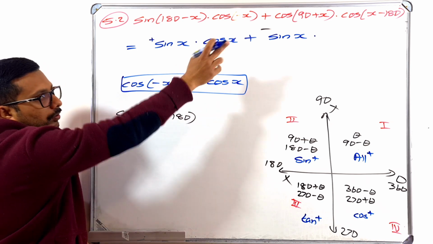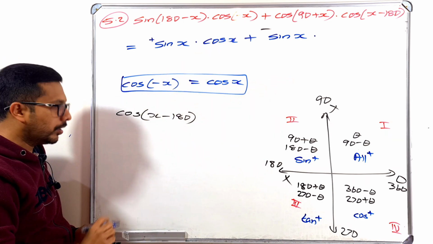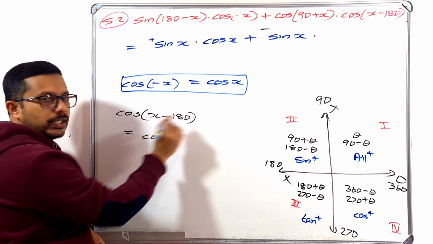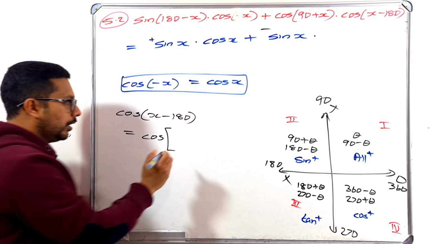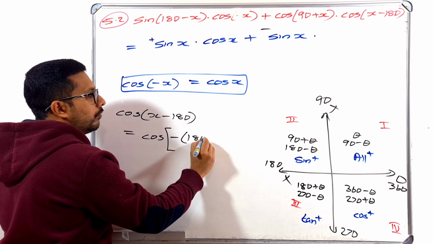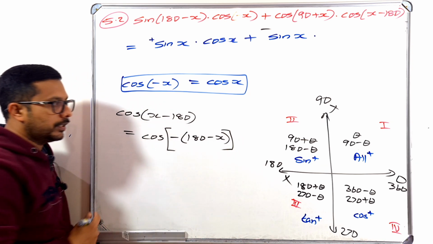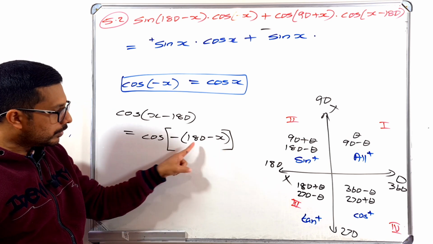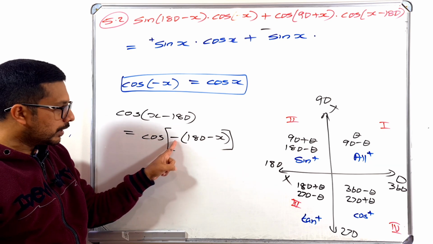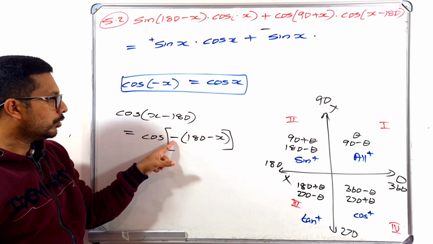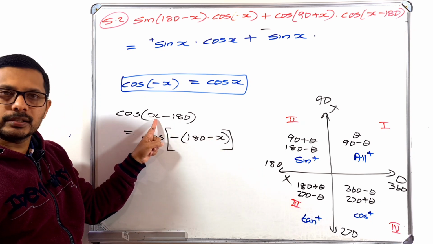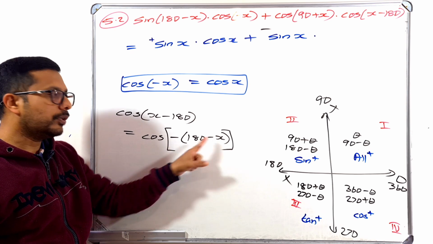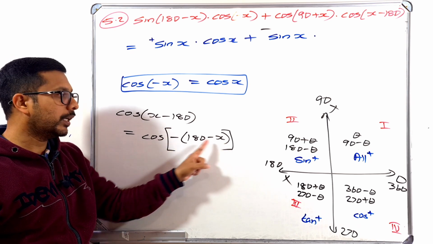Our question is cos of x minus 180. Look at what I'm going to do. This x minus 180, I'm going to swap it around. So it is minus of 180 minus x. I can write it like this: cos of minus of 180 minus x, because minus into 180 is minus 180, and minus into minus x is positive x. So cos of x minus 180 we can write as cos of minus of 180 minus x.